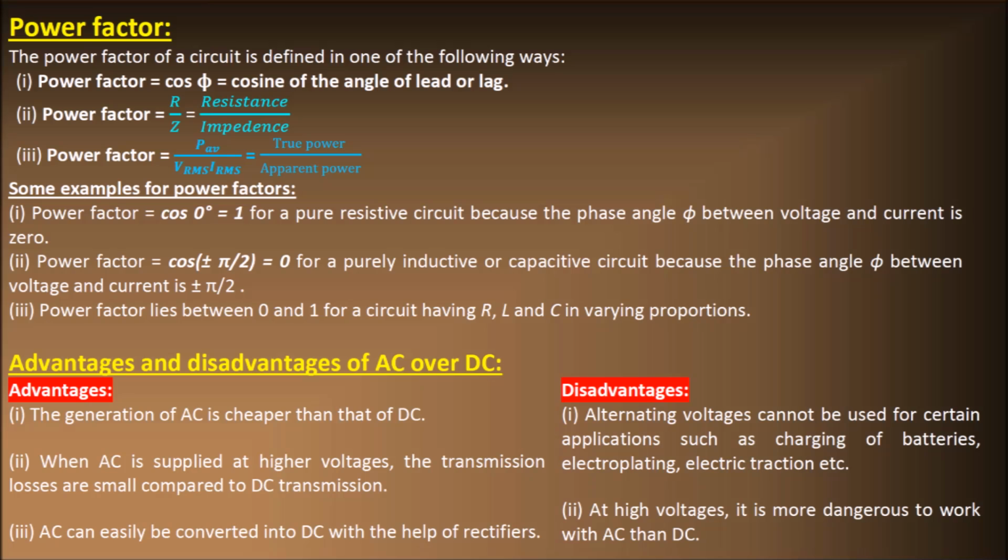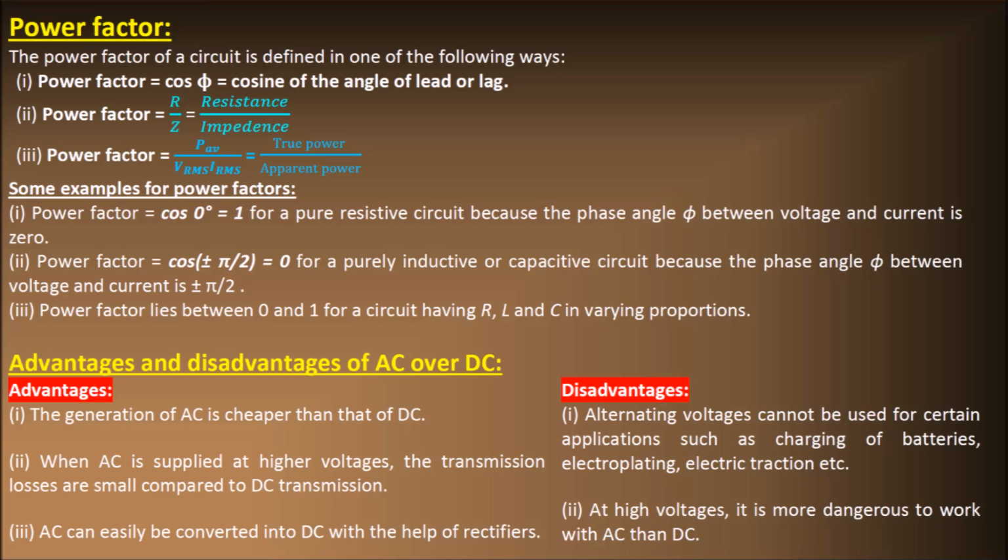The power factor will take the value of 0 when the phase angle between current and voltage is 90 degrees. That is given here. Power factor is equal to cos of plus or minus pi by 2, which will take the value of 0 for a purely inductive or capacitive circuit, because the phase angle phi between voltage and current is plus or minus pi by 2 in a purely inductive or capacitive circuit.